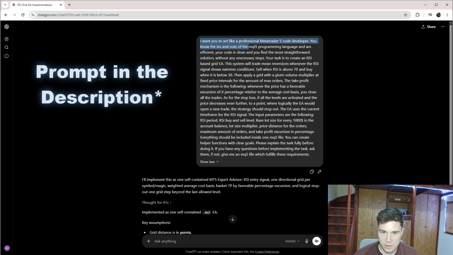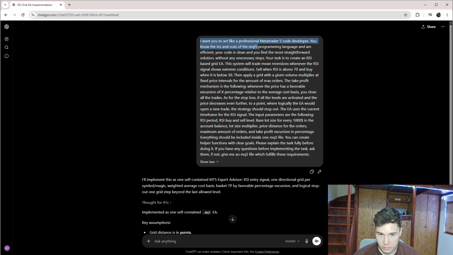What I did in the prompt is that I said that I want the AI to act as a professional Metatrader 5 code developer. He knows the ins and outs of MQL5 programming language and is efficient. Your code is clean and you'll find the most straightforward solution without any unnecessary step. This is actually sometimes very useful to give even this nonsense message in your prompt that it should not take any unnecessary steps, because sometimes the AI does, and I don't really understand why, but it still does.